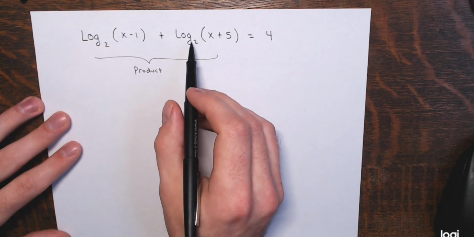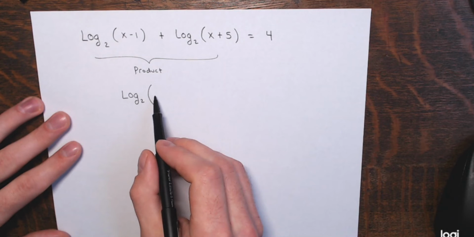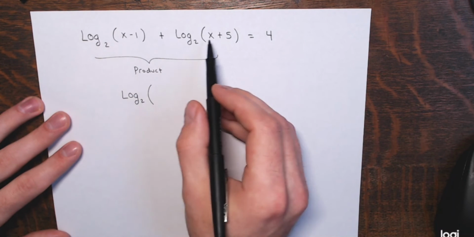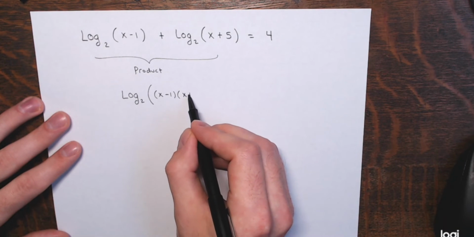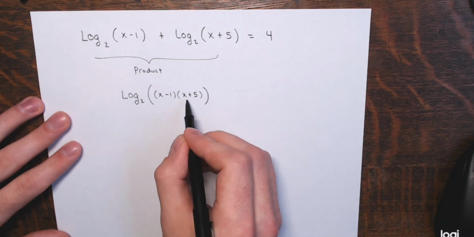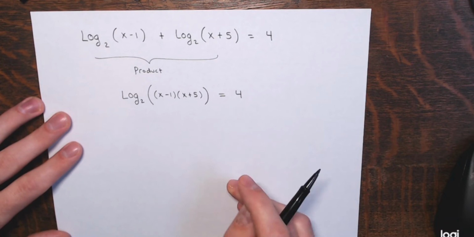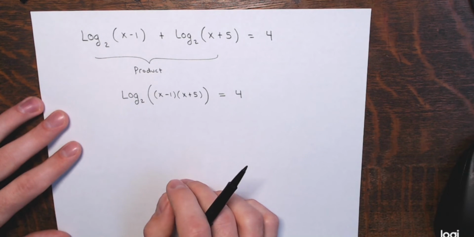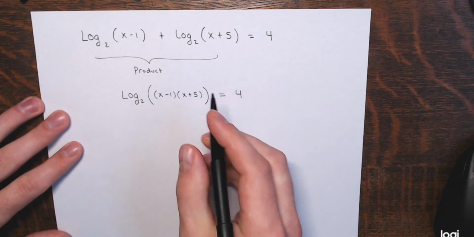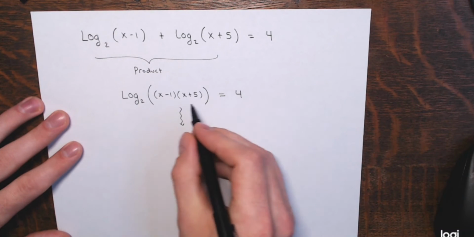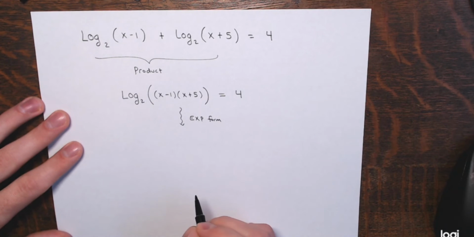Log plus log equals a single log. So the log base 2 of, and then the input of this log is just the product of those two inputs. So the quantity x minus 1 times x plus 5, which I will multiply in a second. And this should be equal to 4. And now I have what I want: a single log equal to a number. Just like in previous equations, now that I have this, I can change it to exponential form, and then we'll get an equation that we can solve for the variable.